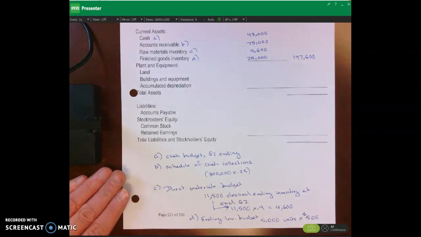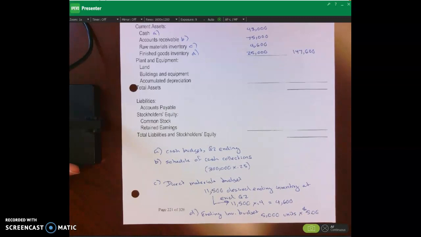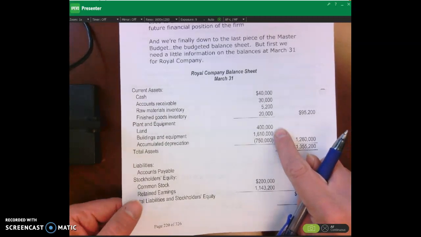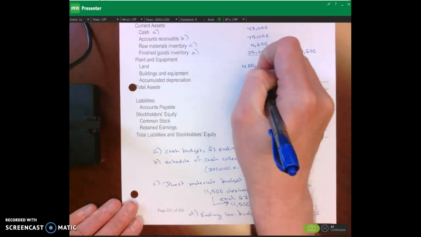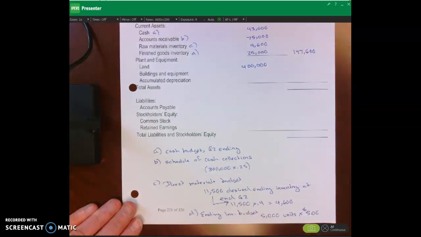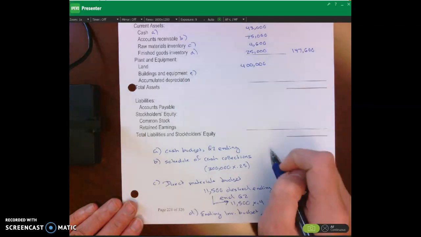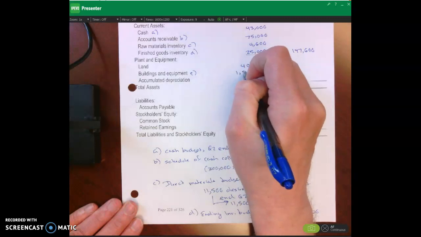for our current assets. Now, land, we did not purchase or sell any land throughout quarter two. So land basically stays the same as it did on March 31st. It carries over. So land is my 400,000. Now with buildings and equipment, I'm going to put an E here, and I'm going to have to write it right over here. I'm going to explain how I got this number. And I'll write down the amount.